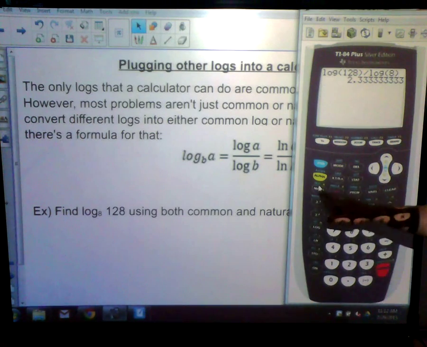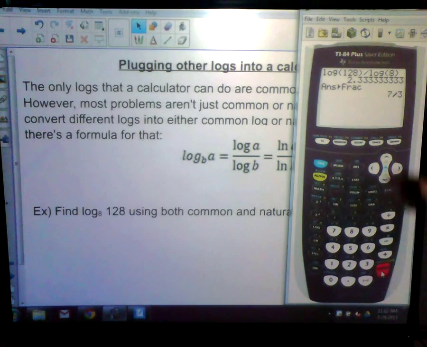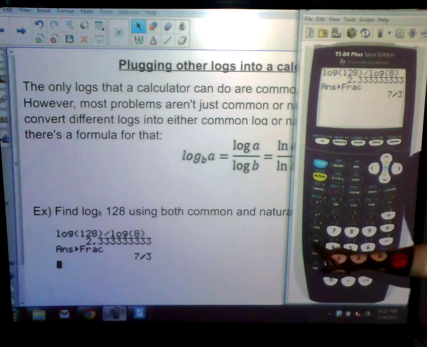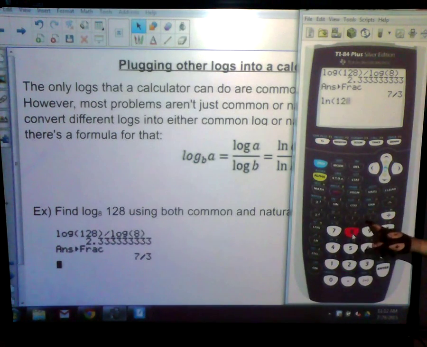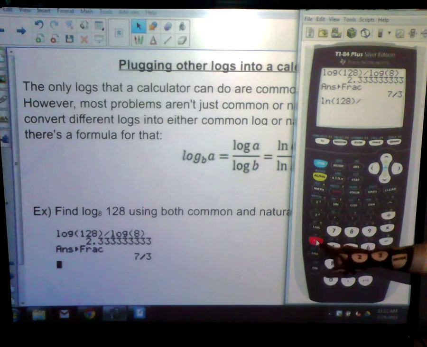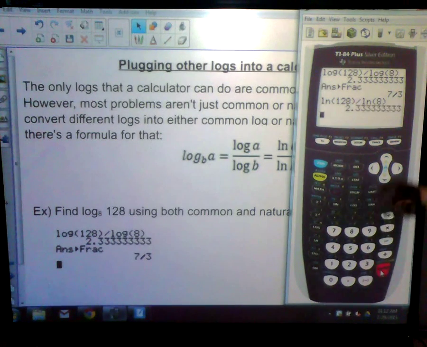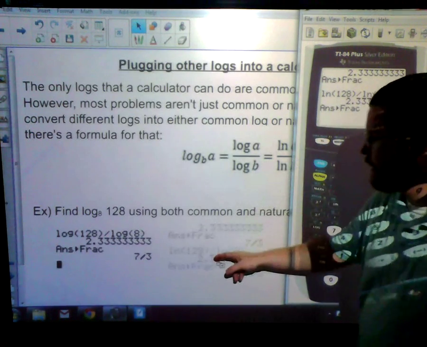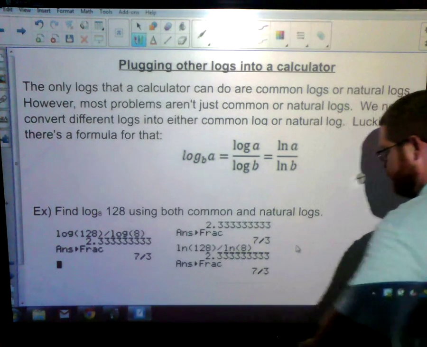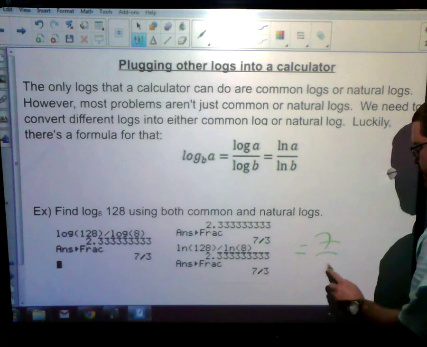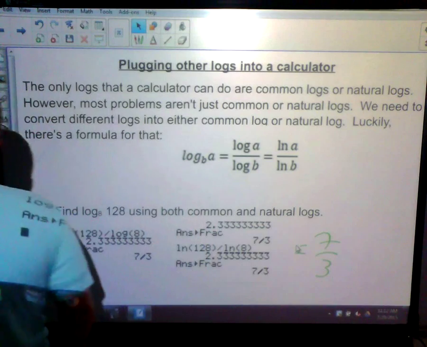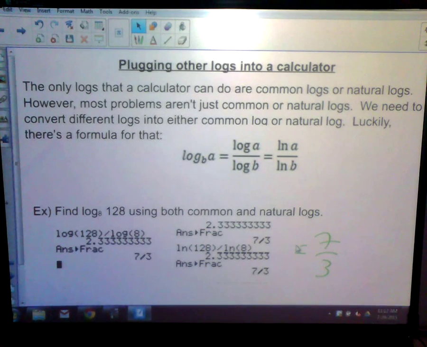2.333 repeating, or 7/3. Now let's do the same thing with natural log. Natural log of 128 divided by natural log of 8. Hey look, I get the same answer again. I get 7/3 again. So the answer is 7/3. So if you need to convert and you don't know how to do it, that's an easy way to do it in the calculator.